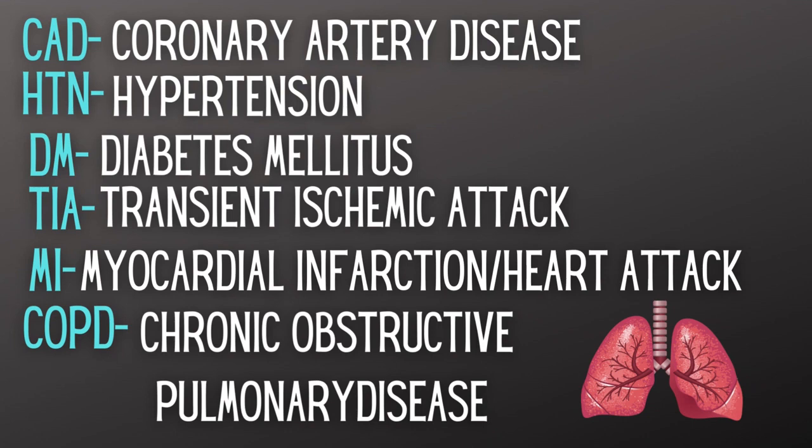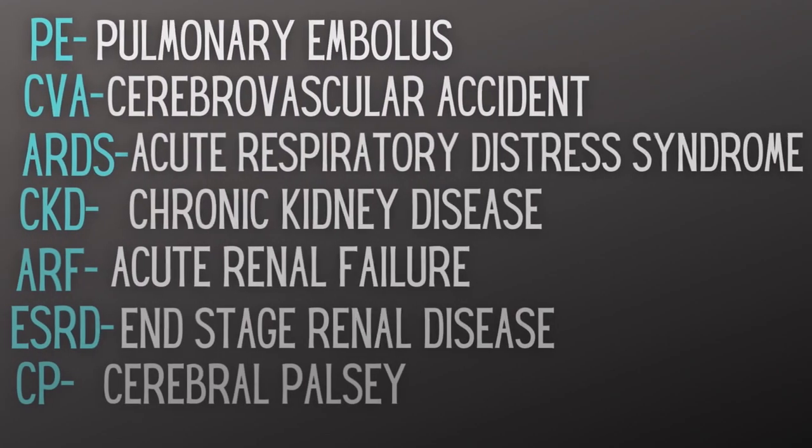All right, on to diagnosis and condition abbreviations. CAD is coronary artery disease. HTN is hypertension. DM is diabetes mellitus. TIA is a transient ischemic attack. MI is myocardial infarction, also known as a heart attack. COPD is chronic obstructive pulmonary disease. PE is a pulmonary embolism.